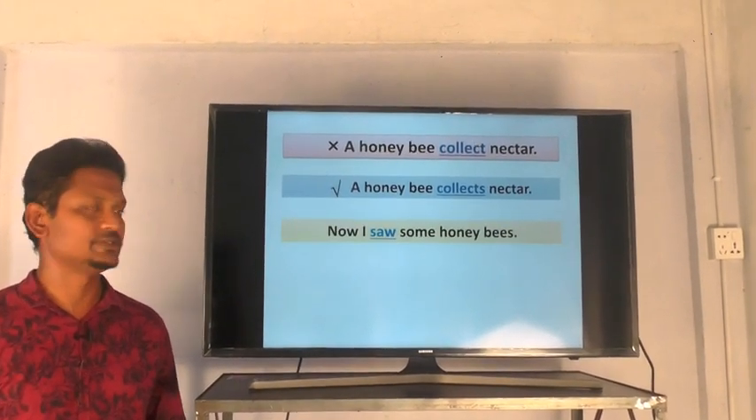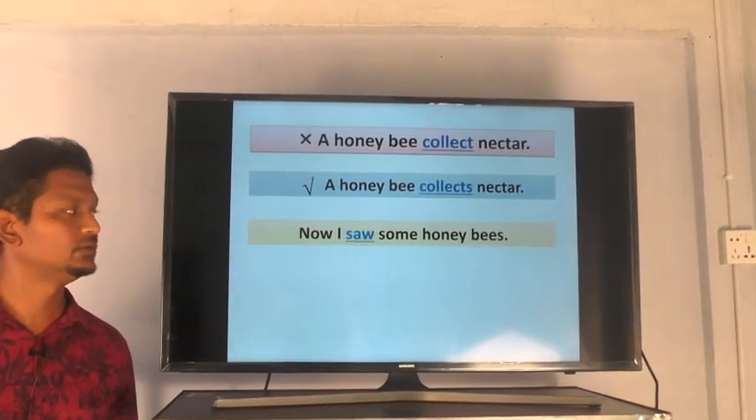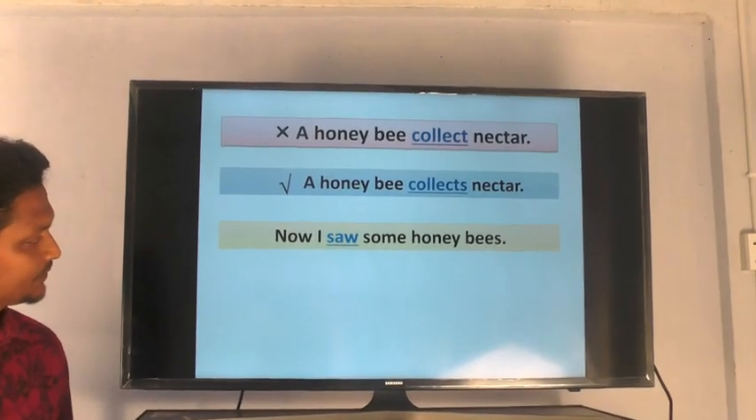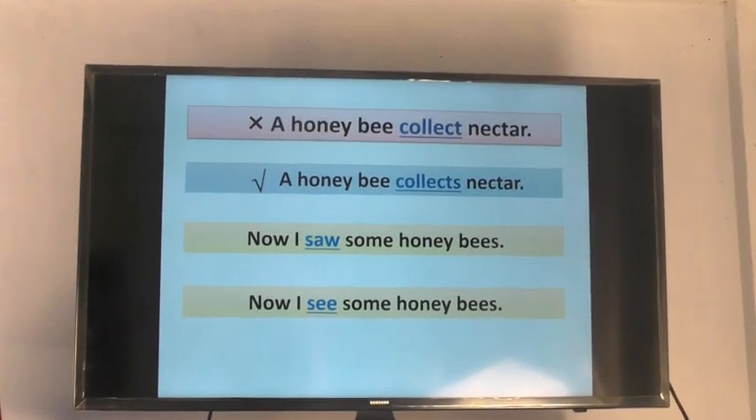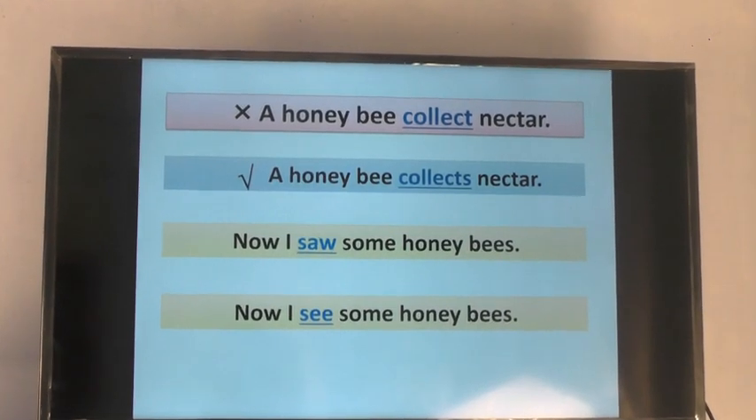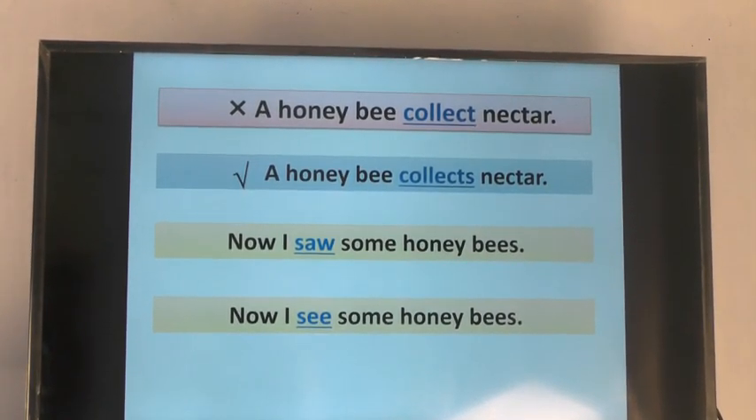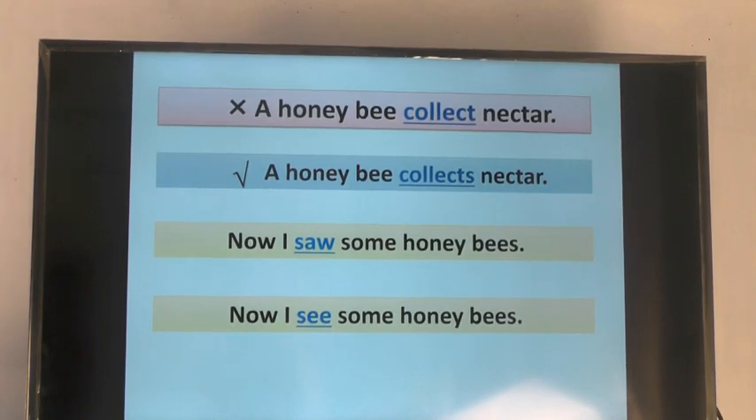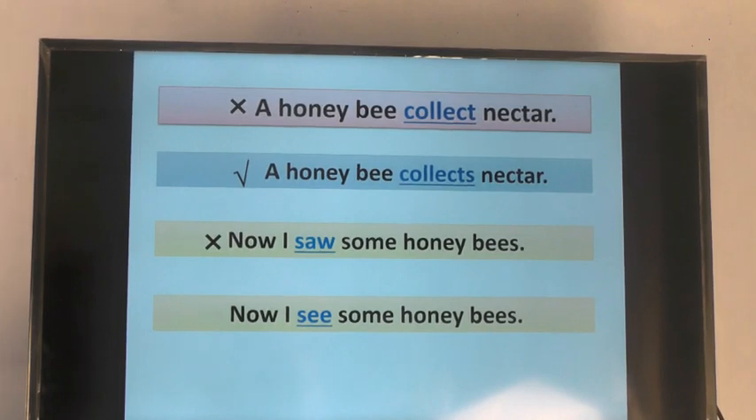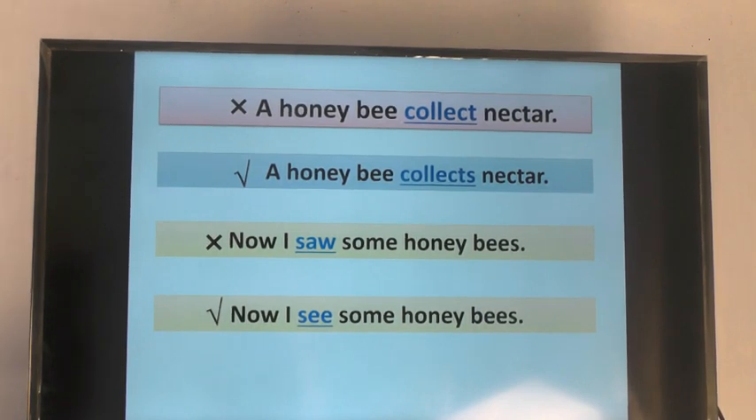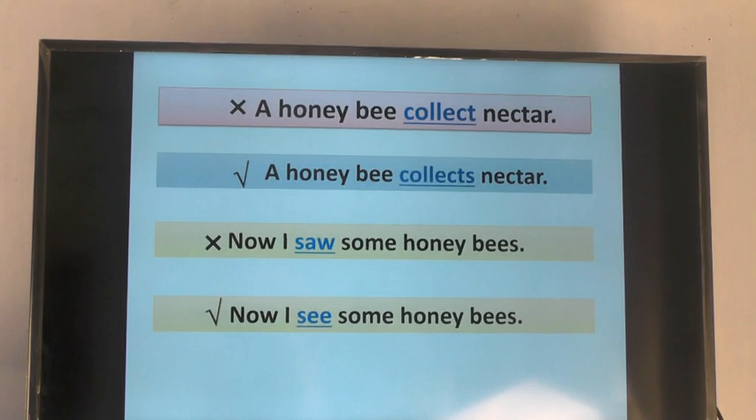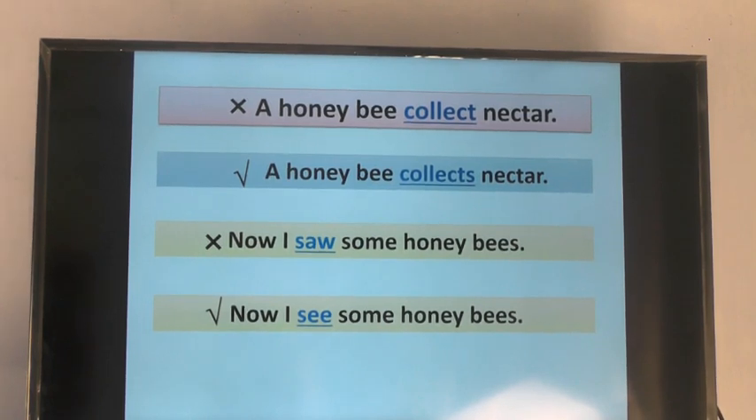Another pair of sentences, look. Now I saw some honeybees, and now I see some honeybees. Now the question is, which one is correct? The first one, now I saw some honeybees. No, it's wrong. The second one, now I see some honeybees. Yes, it's correct. The difference actually is made by the use of the verbs.